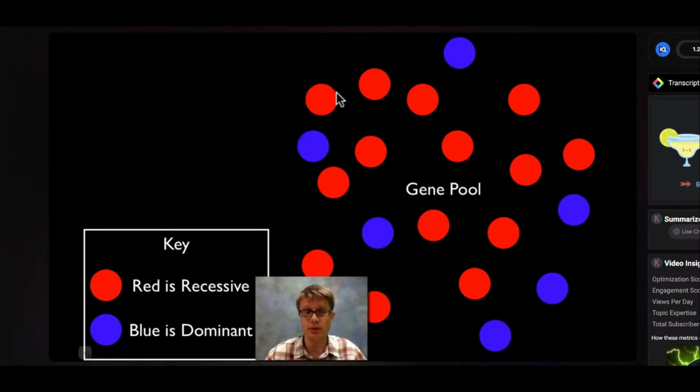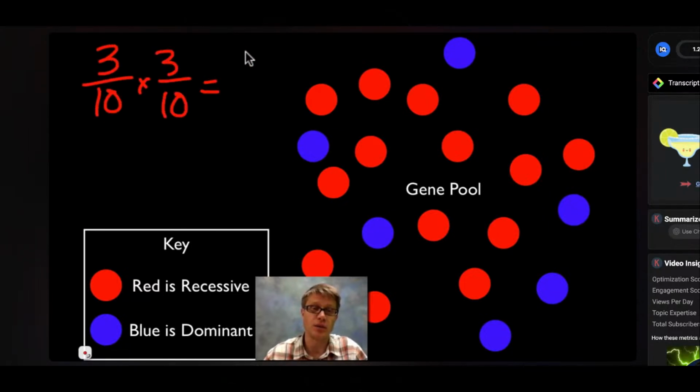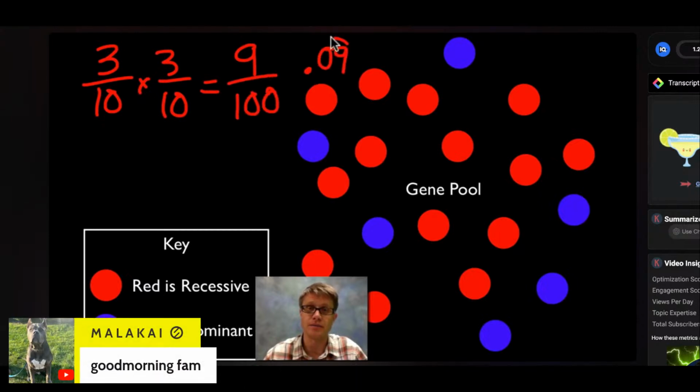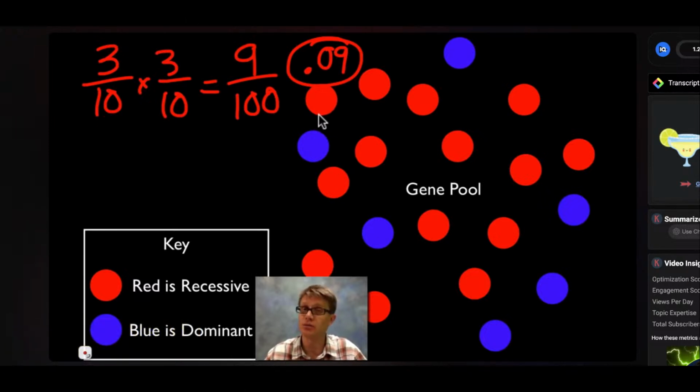Let's do that again with the blues. What are the odds of me pulling a blue out and then another blue out? It's going to be 3 out of 10 times 3 out of 10. And that's going to be 9 out of 100. And that's going to be 0.09. Okay, so for me to get 2 of the recessive, it was 0.49. For me to get 2 of the dominant, it's going to be 0.09.